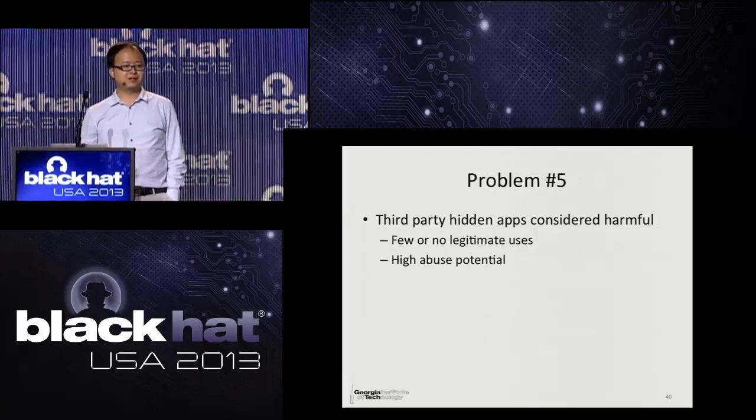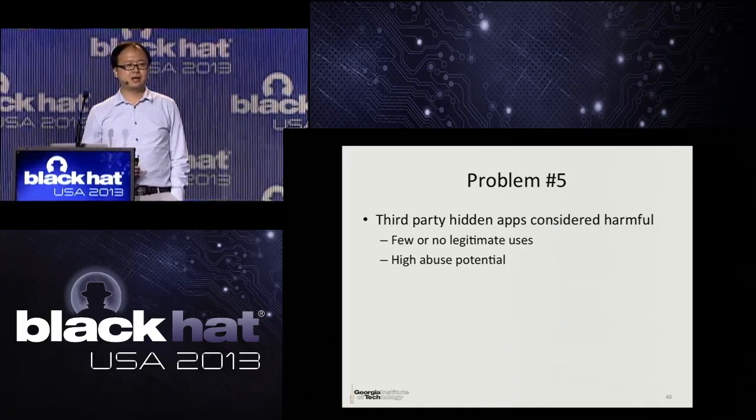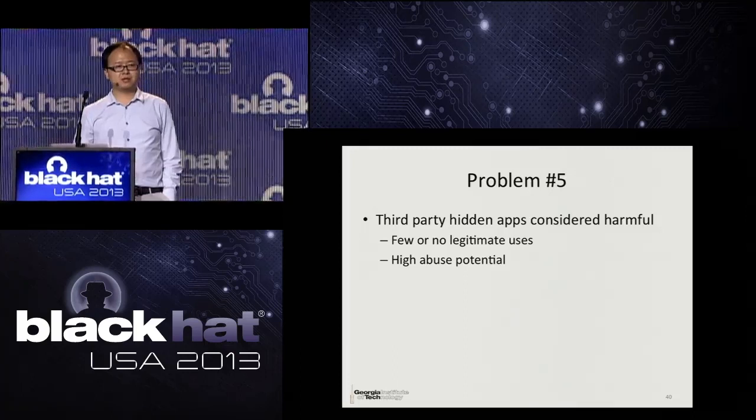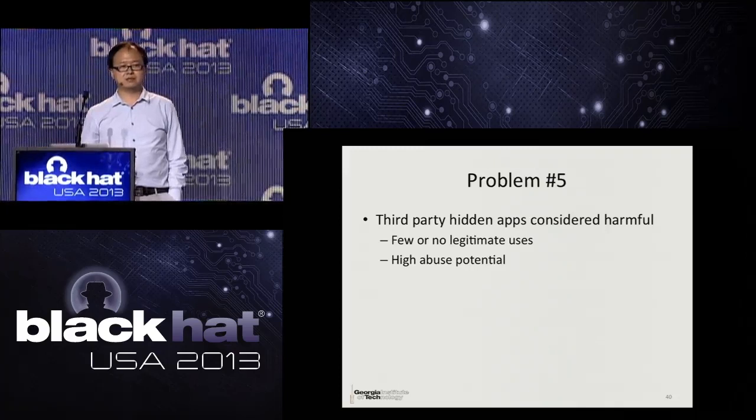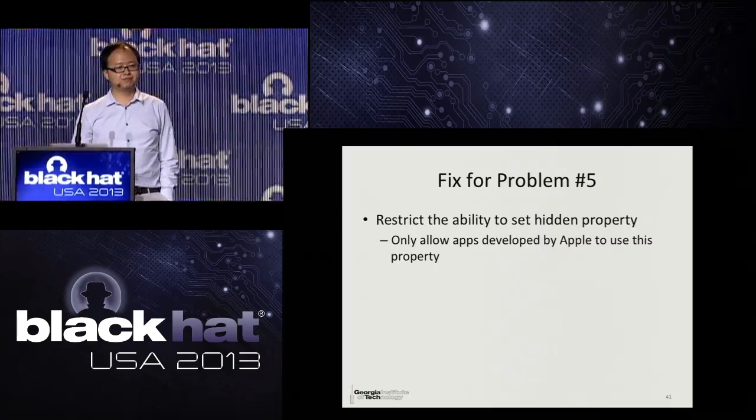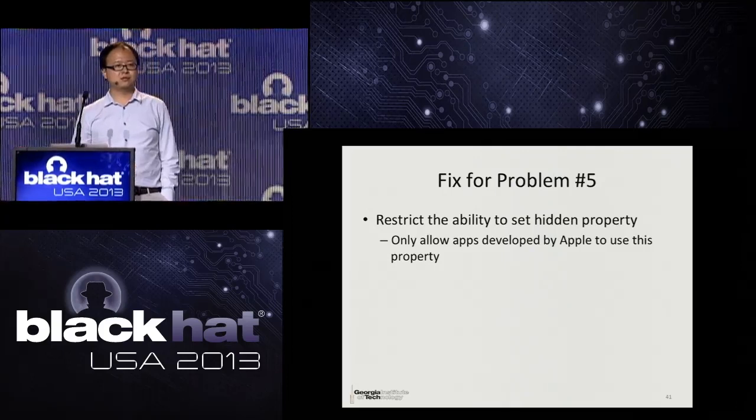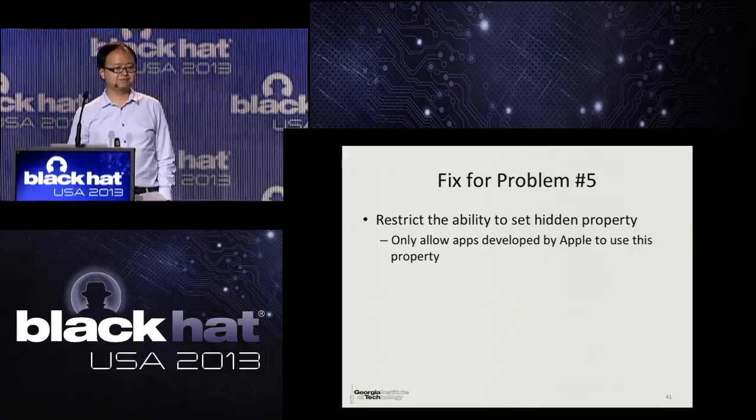So problem number 5, the hidden app property. During our research, we found this property is only used by a few apps of Apple's own, or maybe from the carrier. So we think it has few or no legitimate uses for third-party apps, but it has very high abuse potential. And the fix for this problem can be easy. Apple can make this an entitlement and restrict it to be used by Apple's own apps, similar to how Apple restricts the code generation entitlements to mobile Safari only.